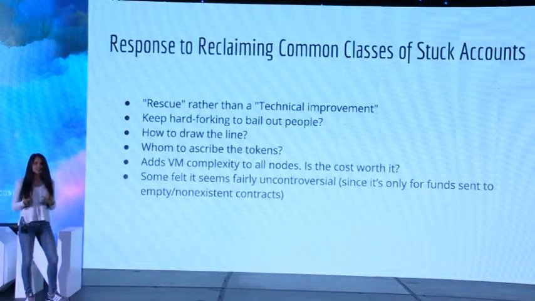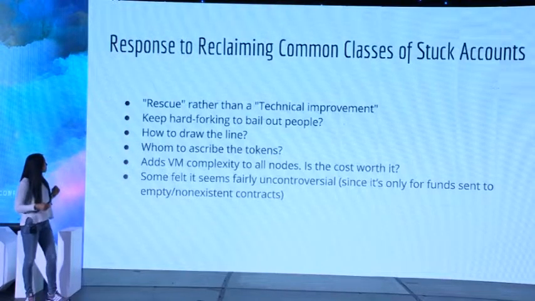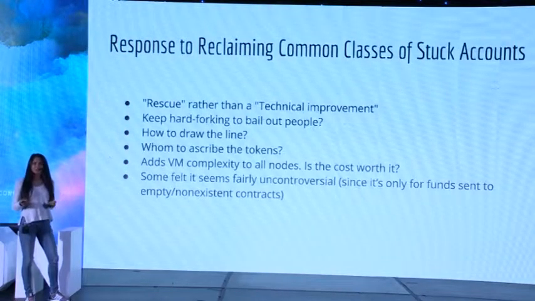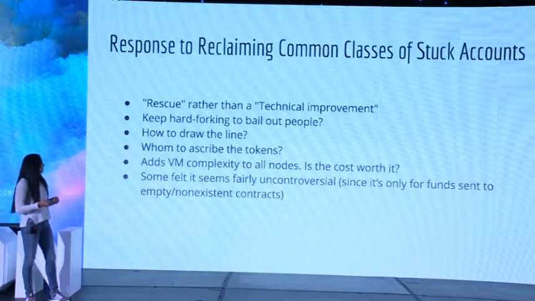Three, how do we actually draw the line, right? How do we define what is a common class of stuck account and what's not a common class of stuck account? Where does that line end? It starts to get very muddy. Four, who do we actually ascribe these tokens to? Because it was really hard to determine on chain who sent what when, and even if we can claim access to those tokens, how do we know who to ascribe those tokens to?